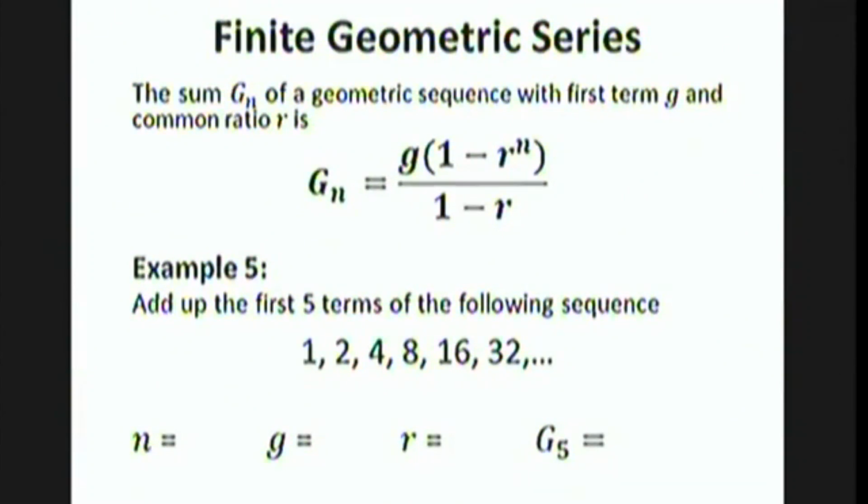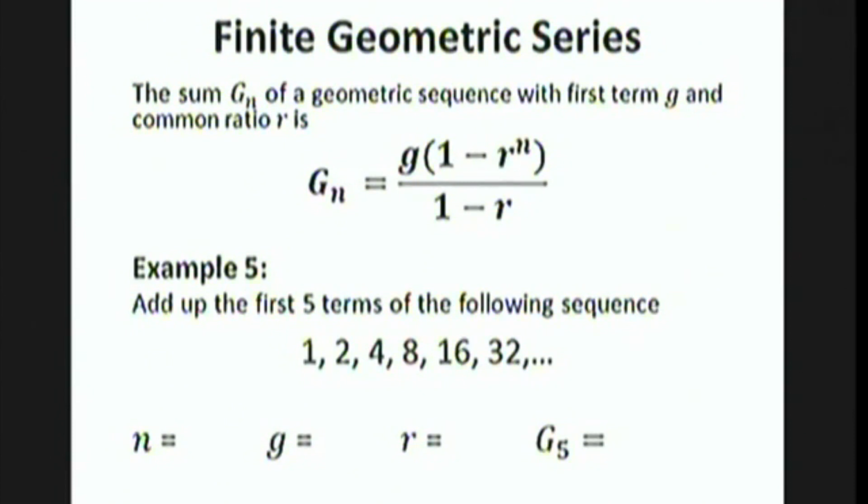Okay, now let's look at finite geometric series. The sum capital G sub n of a geometric sequence with first term little g and common ratio little r is capital G sub n is little g times (1 minus r to the n) over 1 minus r. Notice that this formula is a little bit more complicated than the infinite geometric series formula. Let's do an example. Add up the first 5 terms of the following sequence.